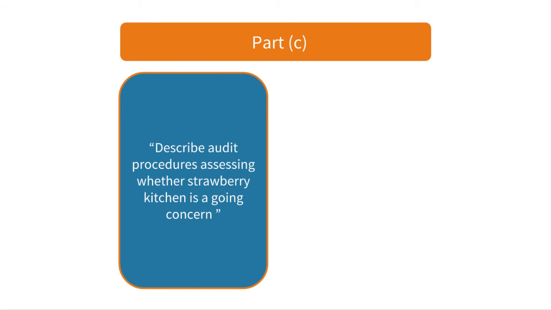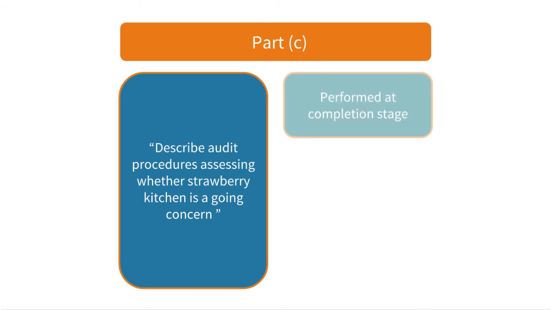Part C needs us to describe audit procedures that you should perform in assessing whether or not Strawberry is a going concern. Remember, these are audit tests and are performed at the completion stage of an audit. These audit procedures should gather evidence regarding the financial position of the company, and the scenario should be used to prompt you to look at specific issues that surround this company.